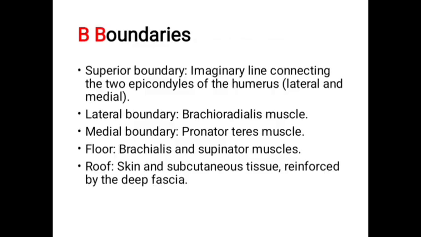Now the next is the boundary. For the boundary of the cubital fossa, the superior boundary is an imaginary line connecting the two epicondyles of the humerus. The lateral boundary is the brachioradialis muscle. The medial boundary is the pronator teres muscle. The floor is formed by the brachialis and supinator muscles. The roof is formed by the skin and the subcutaneous tissue, reinforced by the deep fascia.